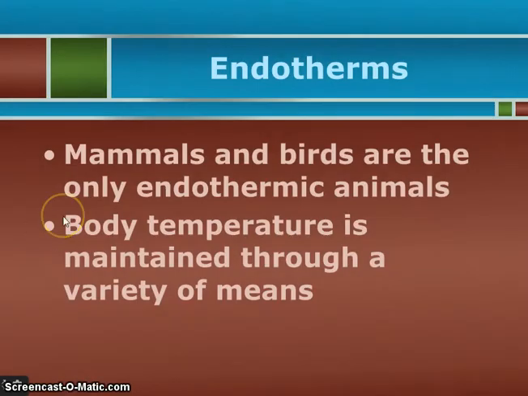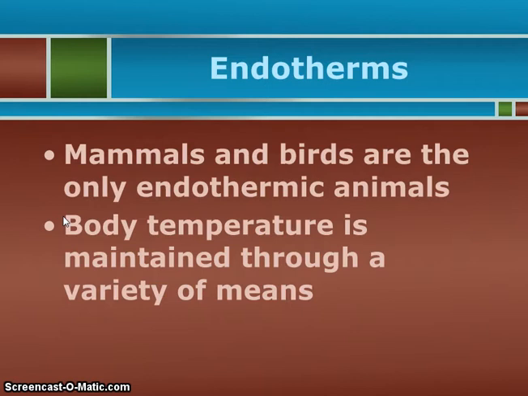Endotherms are mammals and birds. They are endothermic animals. Body temperature is maintained through a variety of means. They have a thick layer of feathers, or they have a large amount of blubber around their body that helps to insulate their body to keep them warm.